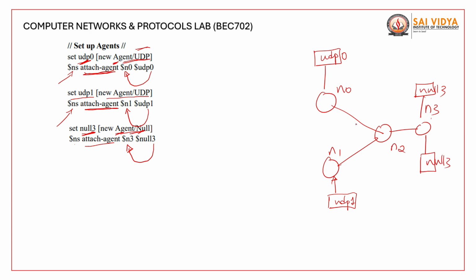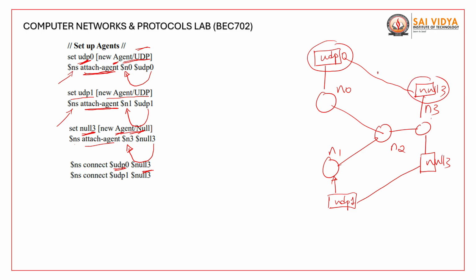Since null3 is already connected, it is logically connected to udp0, udp1 like this. Now you have to make a logical connection between udp0 and null3. See, udp0 and null3, you have to use the keyword connect.